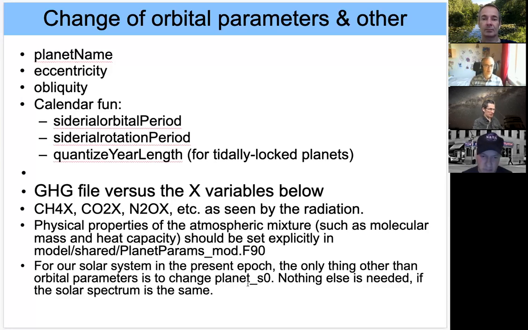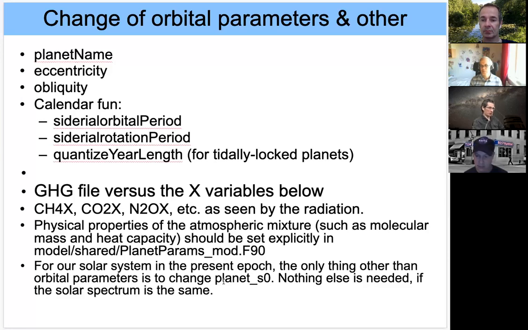Then planet underscore S0 is an important parameter, because that's basically your solar constant. By default, again, it defaults to Earth's solar constant, but whenever you use anything other than modern Earth, you have to set this parameter to the solar constant that you want to use. There is another way to specify it. I know not everybody likes it, but you can skip this parameter and specify the distance from the sun in AUs, and then Earth's constant will be scaled with respect to that distance from the sun.